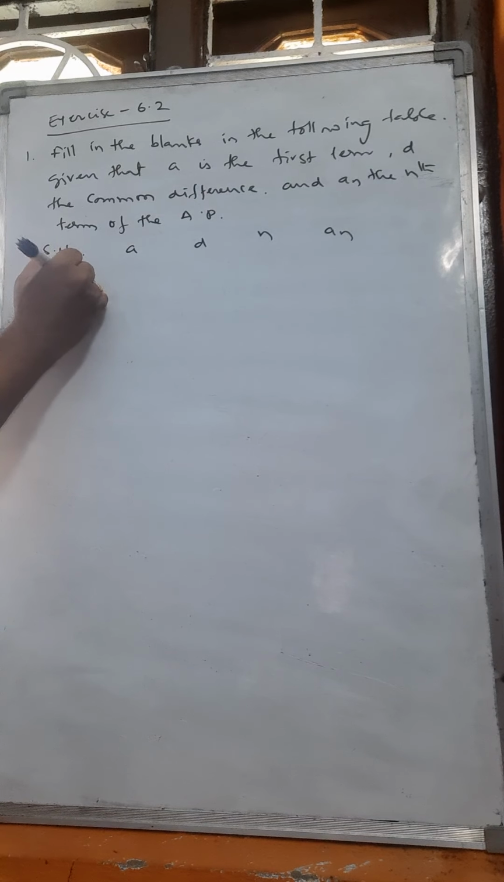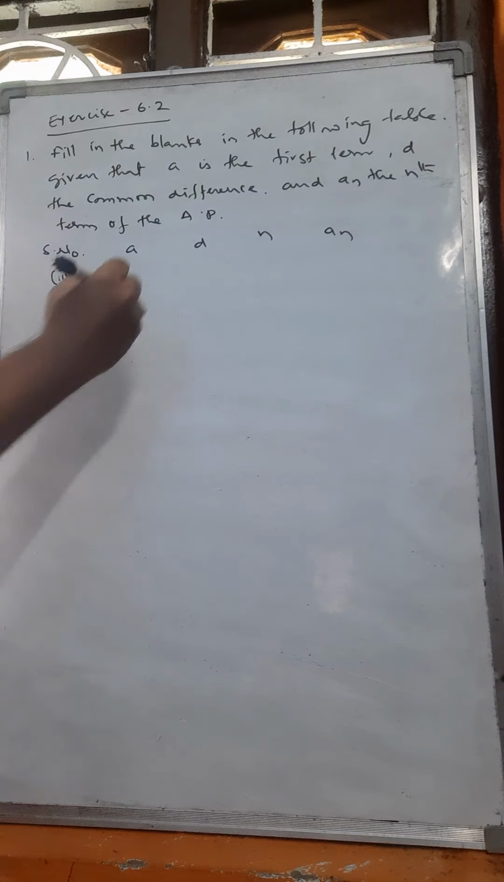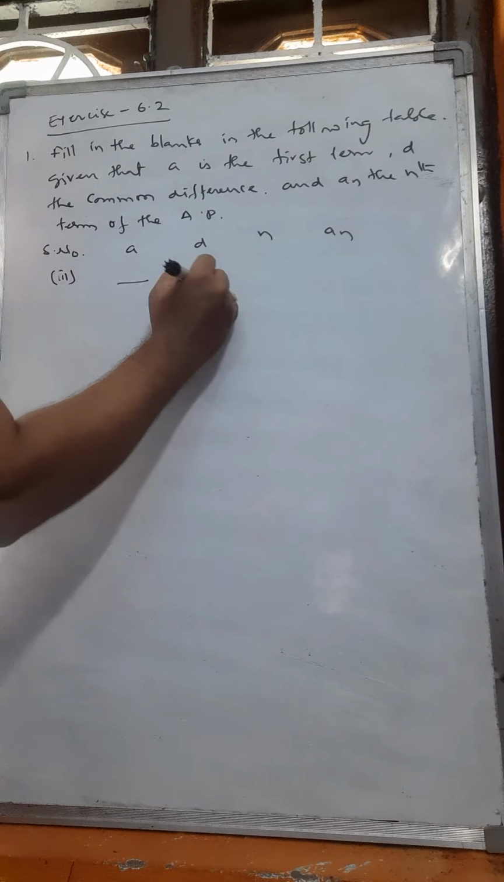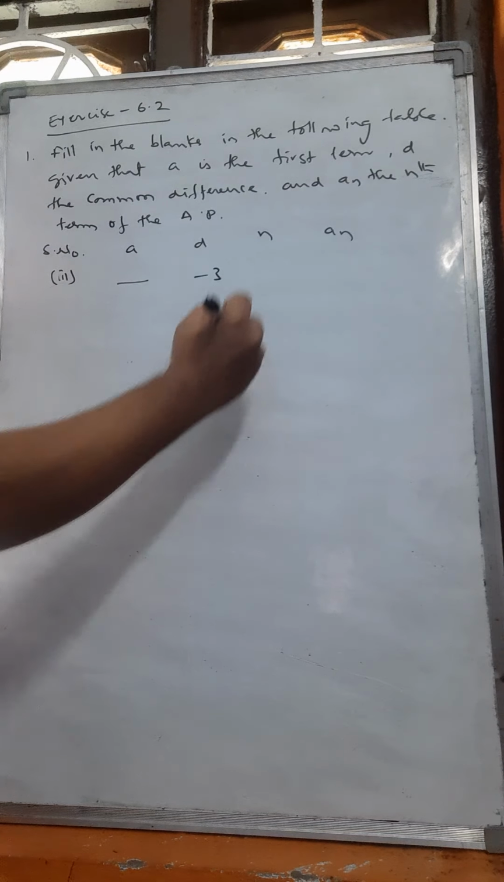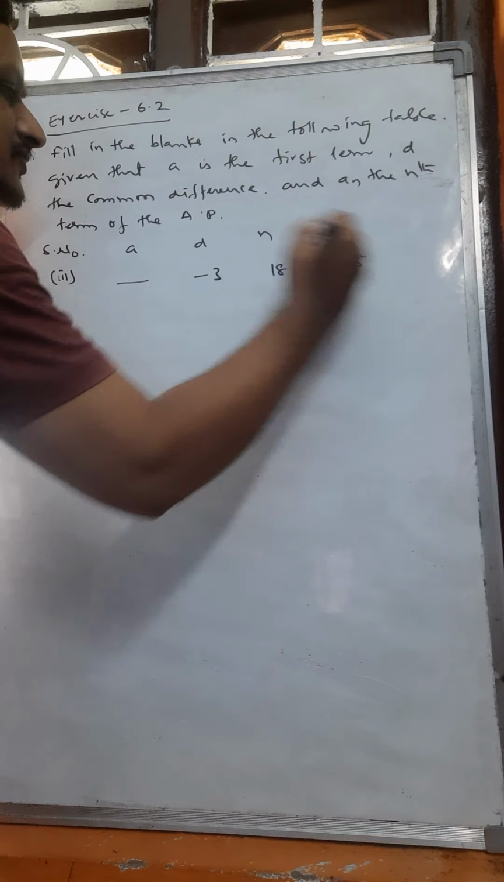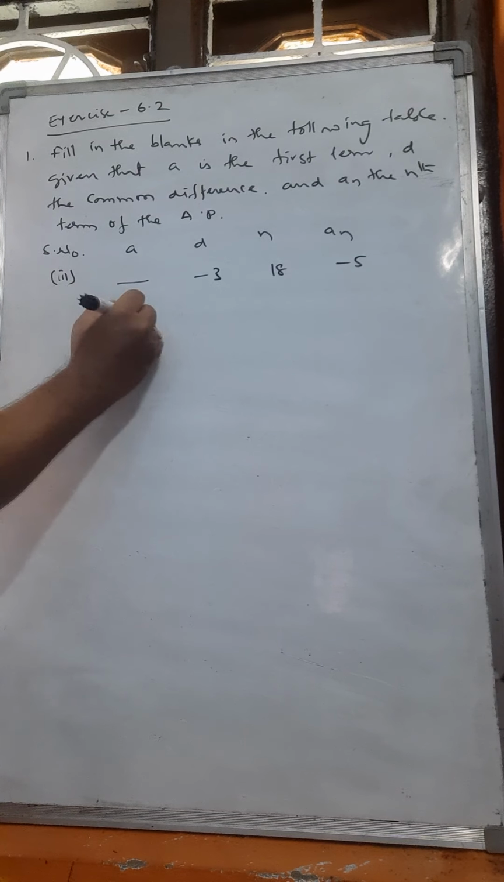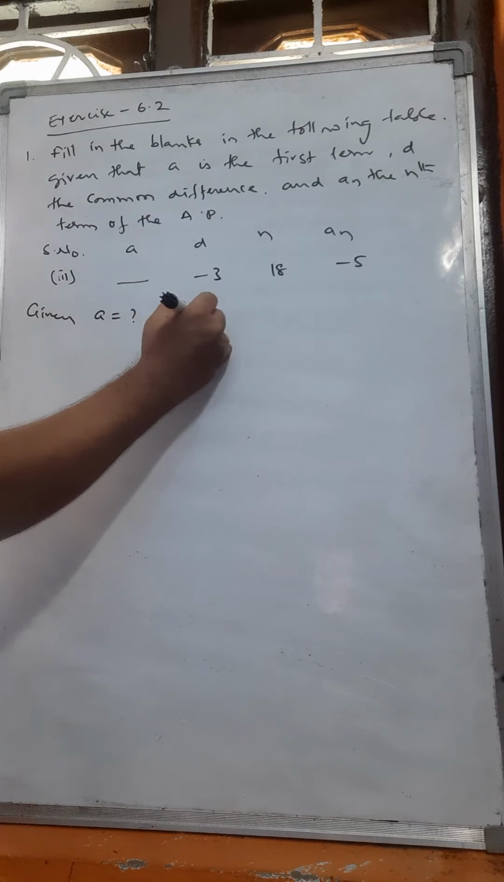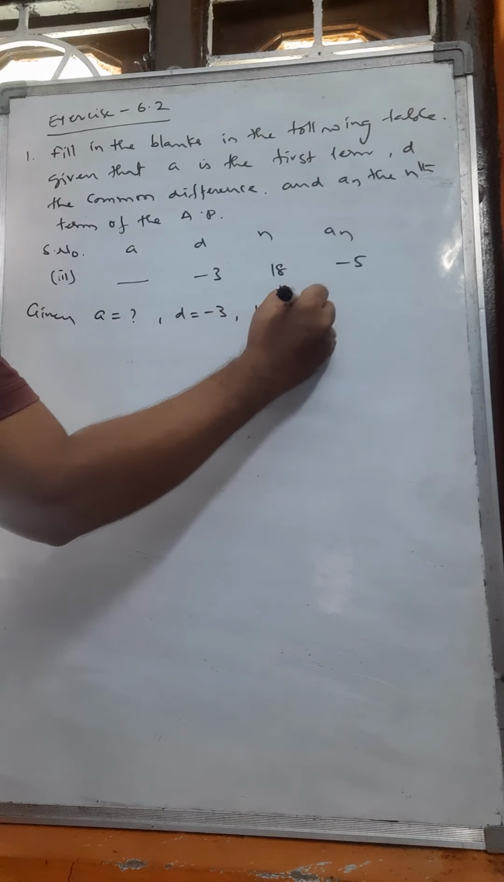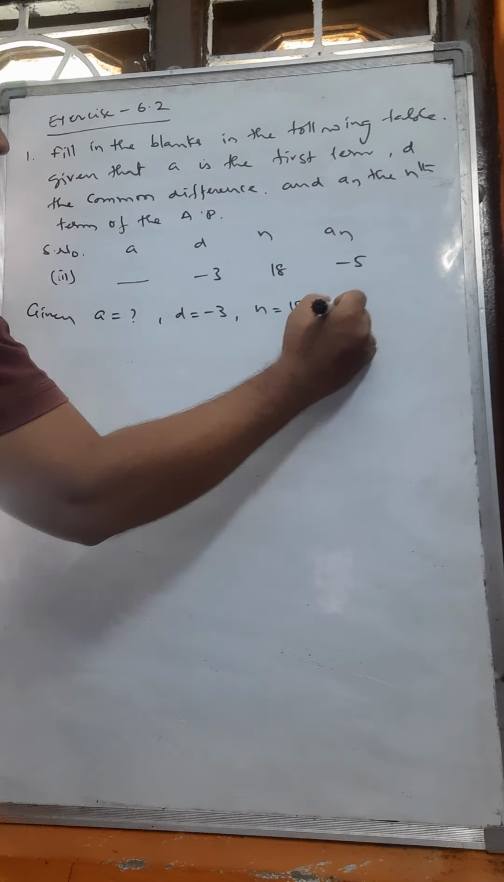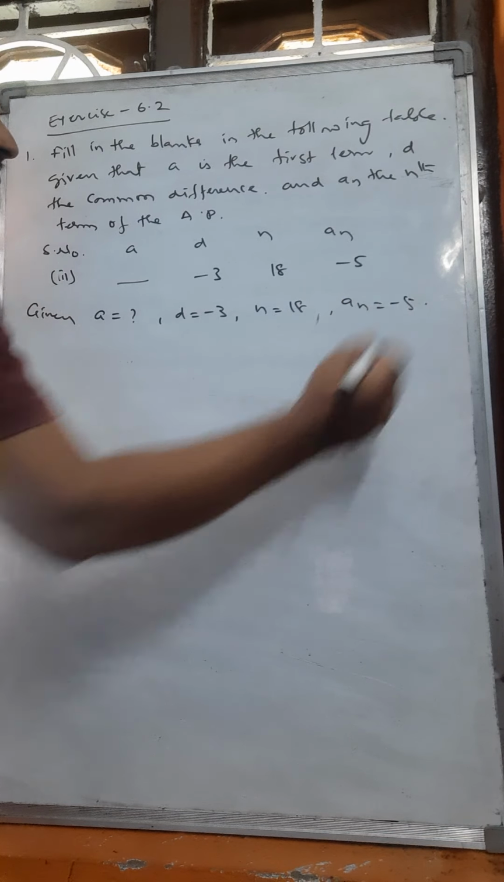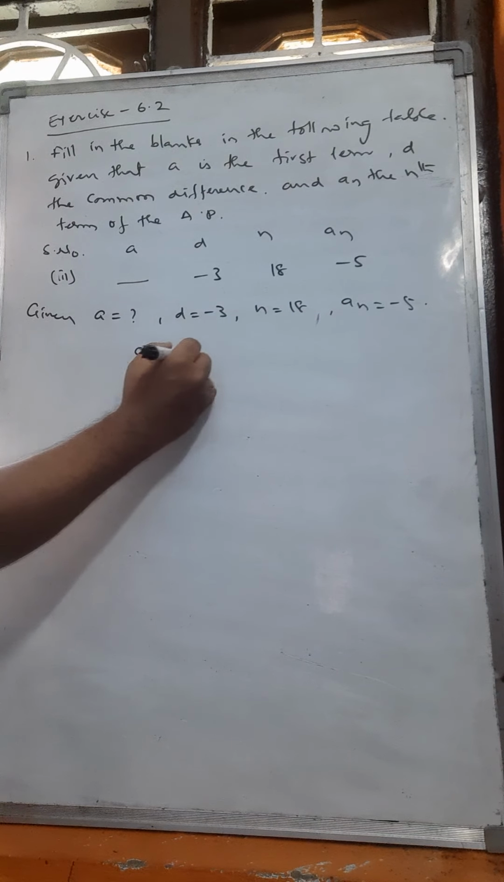Third problem: dash, minus 3, 18, minus 5. So here A is not given, D is equal to minus 3, N is equal to 18, and AN is equal to minus 5.